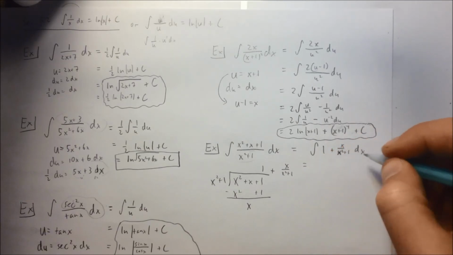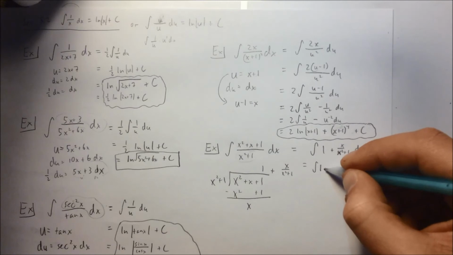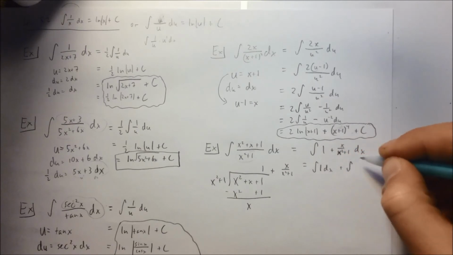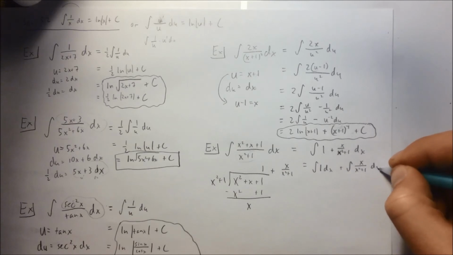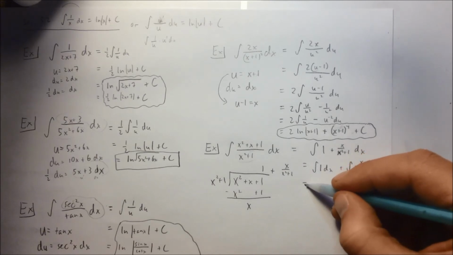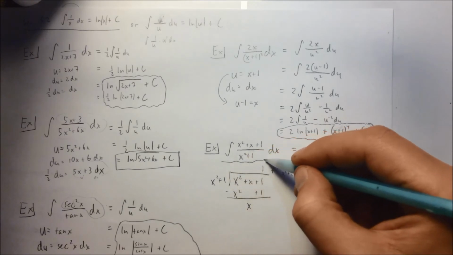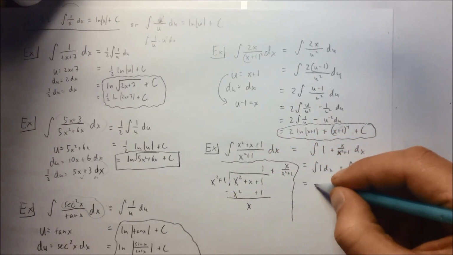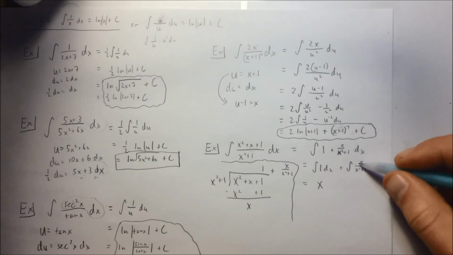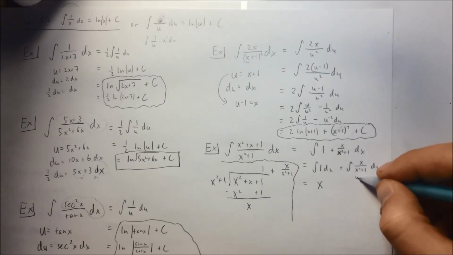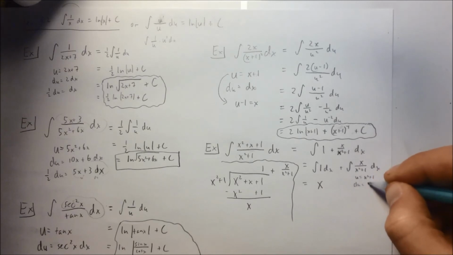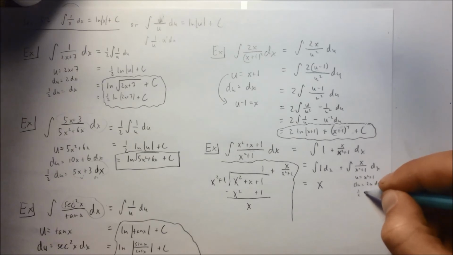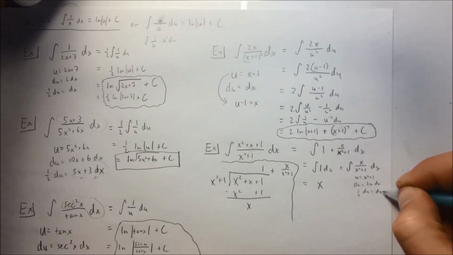And now I'm going to break this into parts here. What's the antiderivative of 1 dx? Plus what is the antiderivative of x over x squared plus 1 dx? Well, this one's pretty simple right here. This is just going to be x. Right here, though, we're going to have to use some u substitution. So u is equal to x squared plus 1. So du is equal to 2x dx, or 1/2 of du is equal to dx.